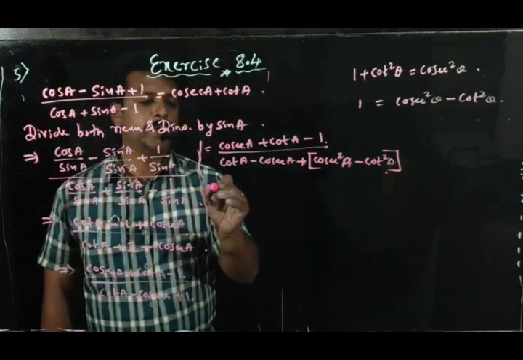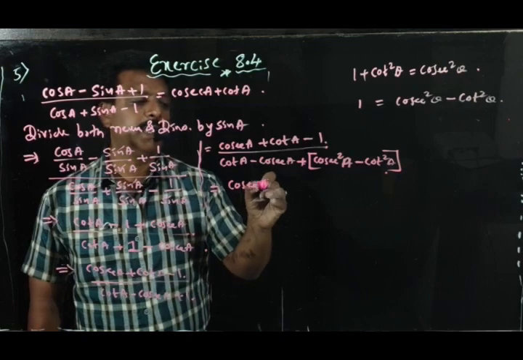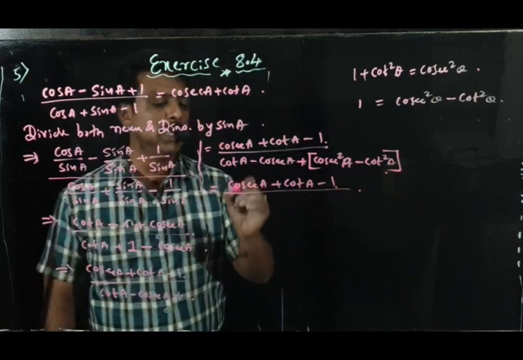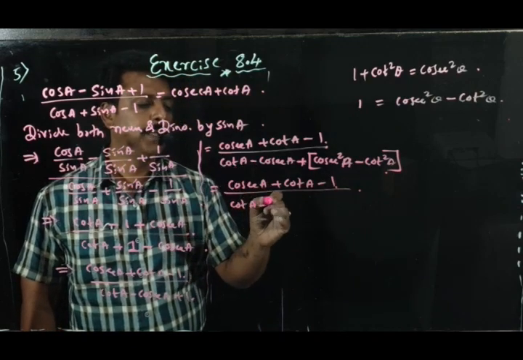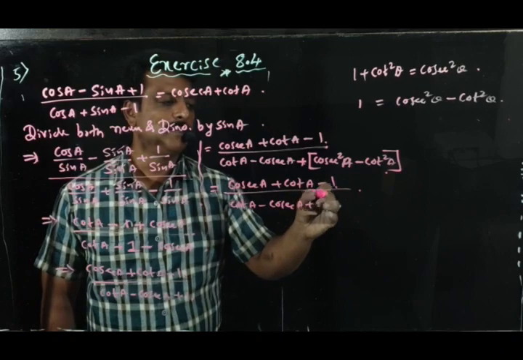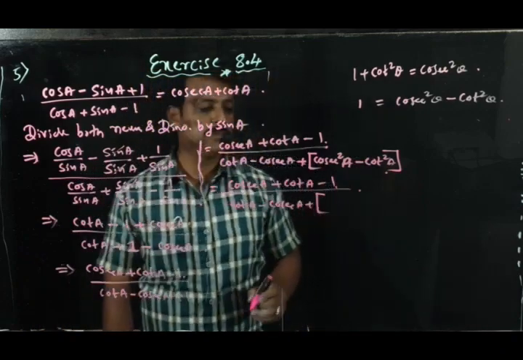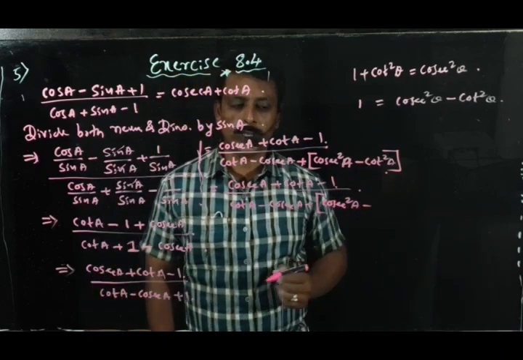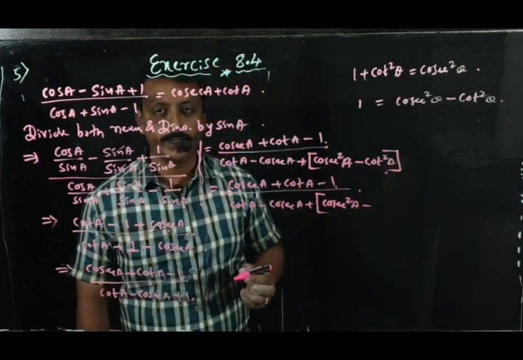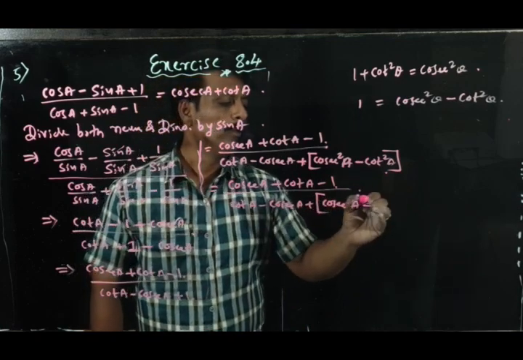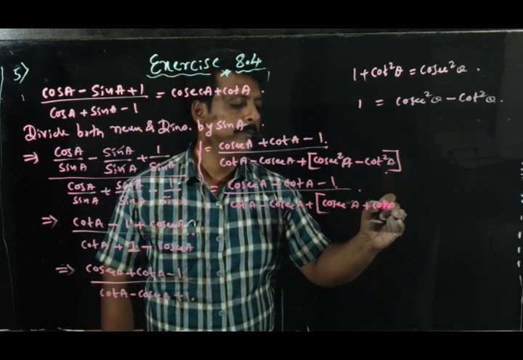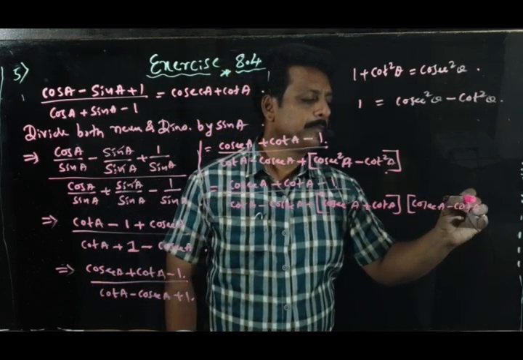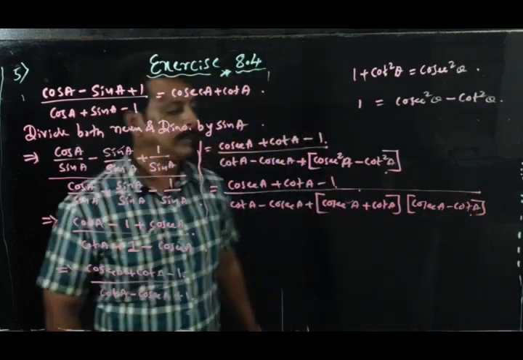If you are going to solve this, what will you get? Cosec A plus cot A minus 1 is here. In the denominator, cot A minus cosec A plus the bracket, which can be written as cosec square A minus cot square A. It is in the form of A square minus B square, so let me write A plus B into A minus B: cosec A plus cot A into cosec A minus cot A. Is it clear? Yes, sir.